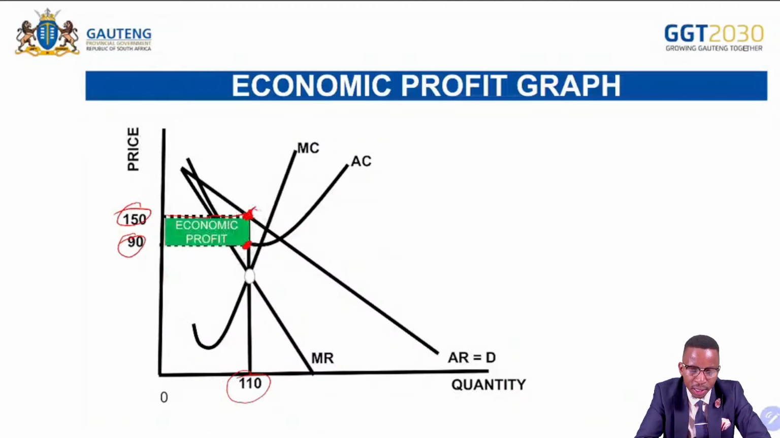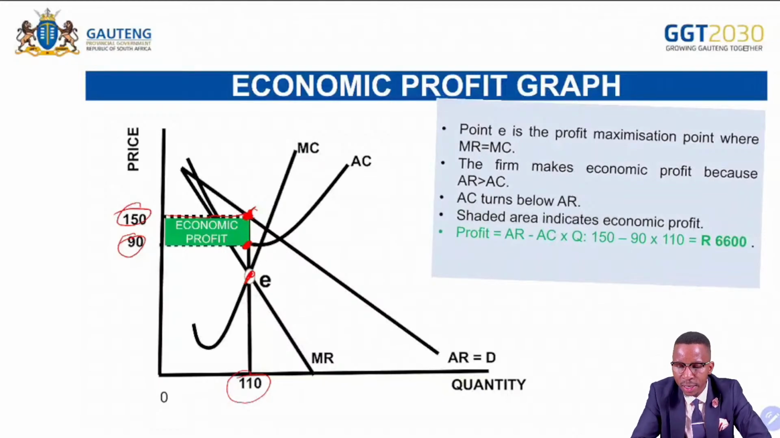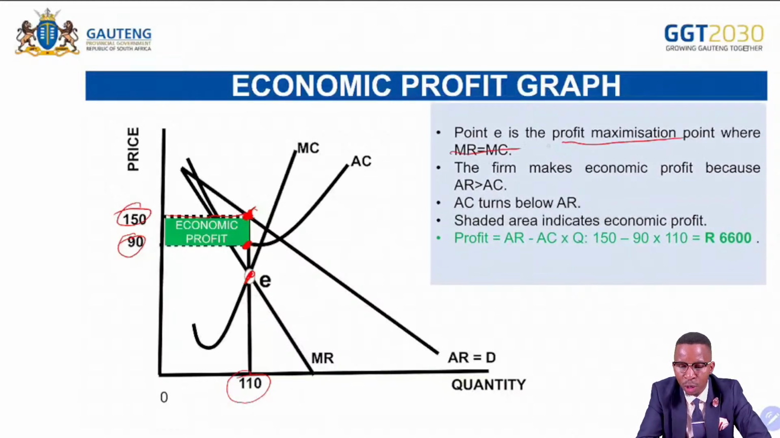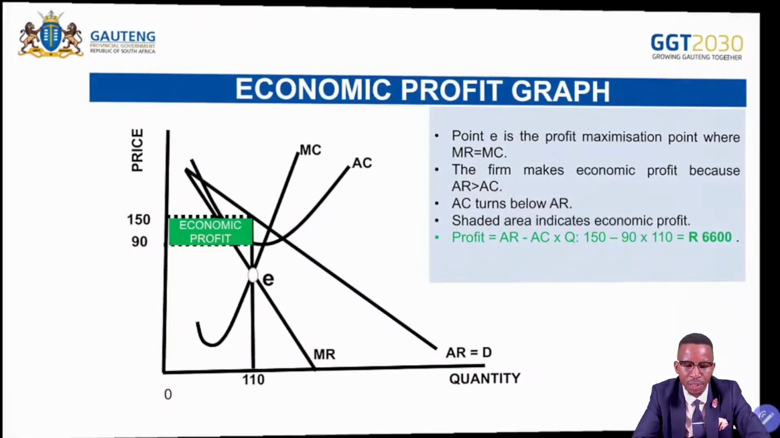The point where MR equals MC indicates the profit maximization point, indicated by point E. Point E is the profit maximization point where MR equals MC. The firm makes economic profit because AR is more than AC. AC tends below AR, and the shaded area indicates economic profit. Profit is calculated as AR minus AC times quantity: AR equals 150 minus AC, which is 90, times 110. Then we get positive 6,600. That's the profit made by the business.